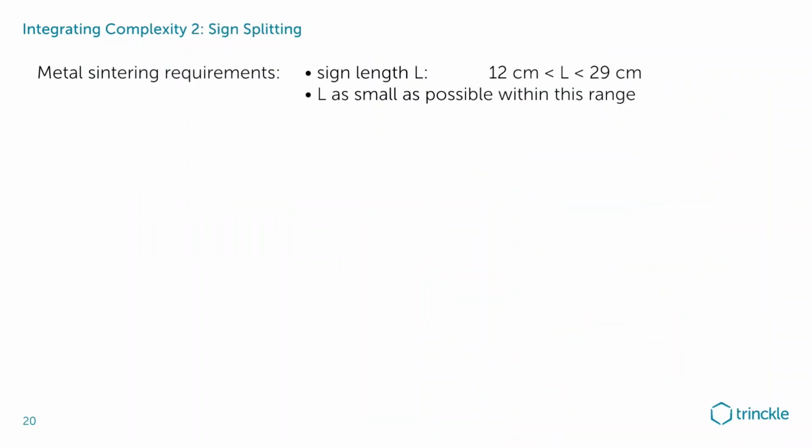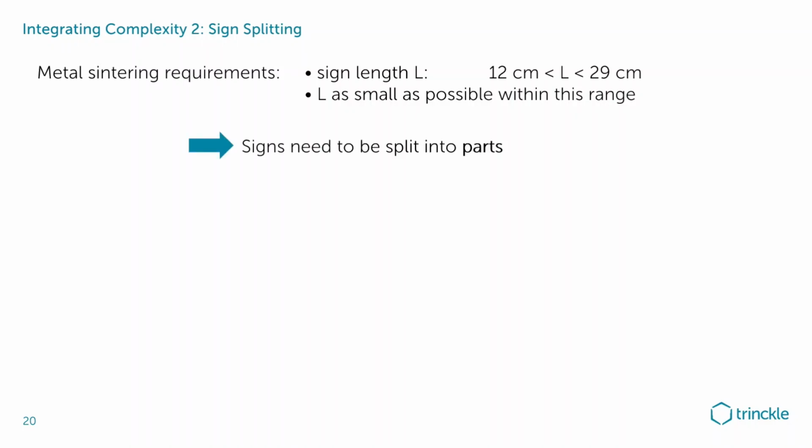The next point that is interesting to show is the following. Our client, who was also producing the designs, had a requirement for the sintering process. He said, okay, our signs should not be longer than 29 centimeters, because then they would stick out of the build space. They should ideally not be much smaller than 12 centimeters, unless they are very small signs. And inside this range, they should be as small as possible. And you would like to split long signs to reach these requirements.